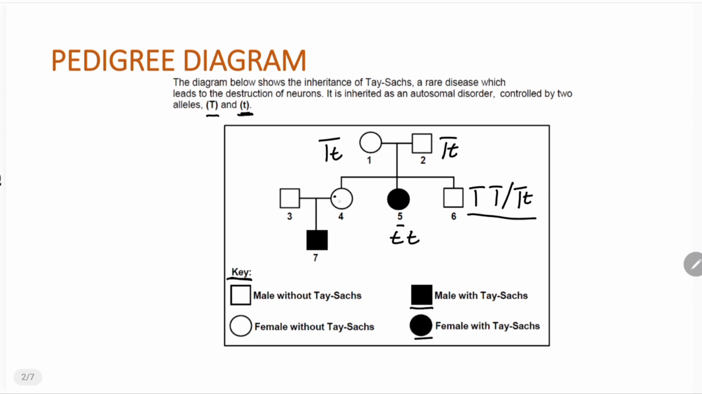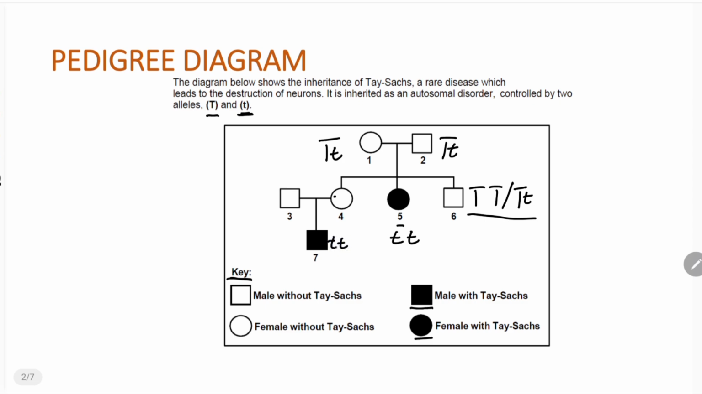But now let's look at individual number 4. Individual number 4 was married to individual number 3, and they were able to have a child, individual number 7, right? But we know that Tay-Sachs is caused by the recessive allele, small letter t. And in order for the recessive allele to determine the phenotype, the genotype must be made of the two recessive alleles, which means that the genotype of individual number 7 has to be small letter t, small letter t.